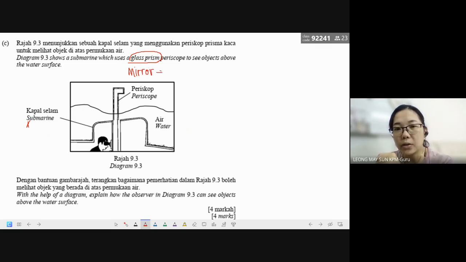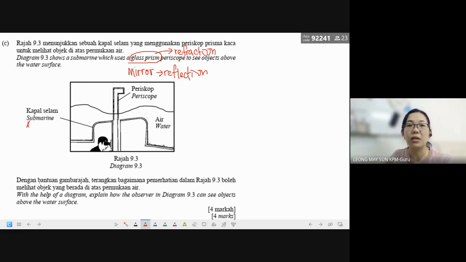Mirror periscope uses reflection, while glass prism periscope uses refraction. So please be careful between these 2. But I think in terms of syllabus, this time it is more towards refraction already. It uses a glass prism, and when it uses a glass prism, it's under total internal reflection.